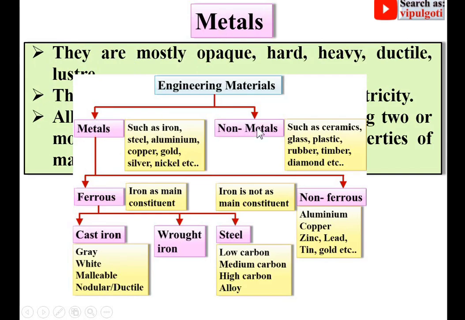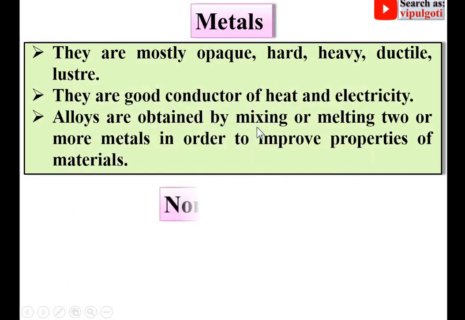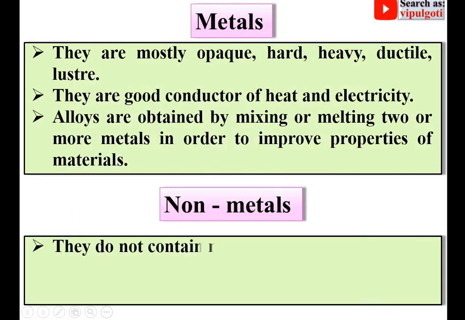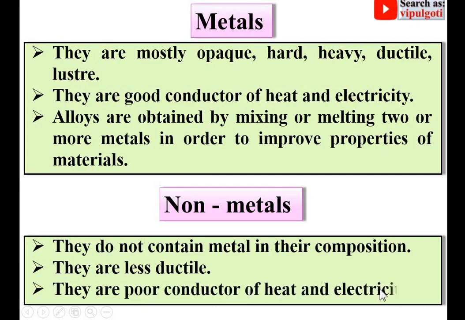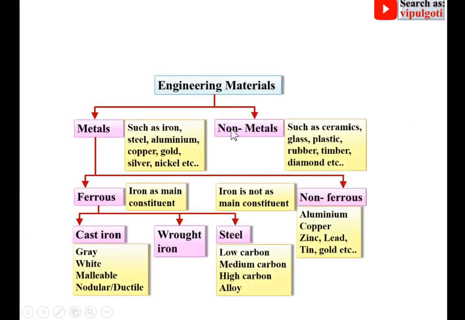Now it's the turn for the non-metals. They do not contain metal in their composition. They are less ductile. They are poor conductors of heat and electricity. So here, look at the properties of the metals: they are good conductors of heat and electricity, whereas non-metals are poor conductors of heat and electricity. Now we have completed the metals and non-metals.